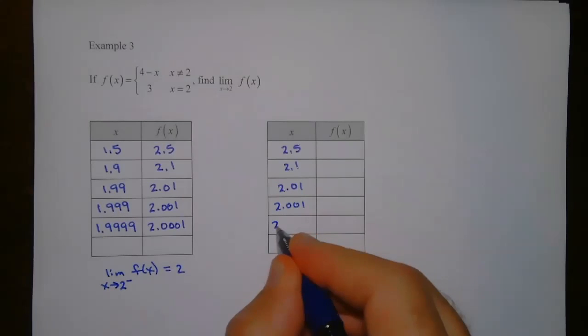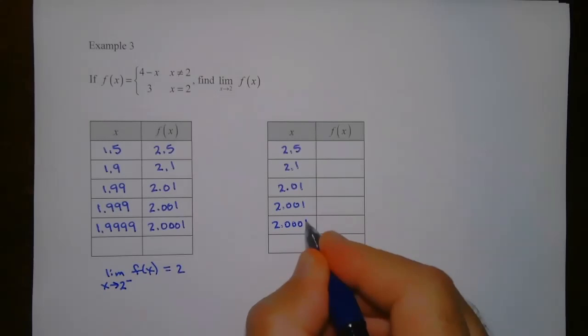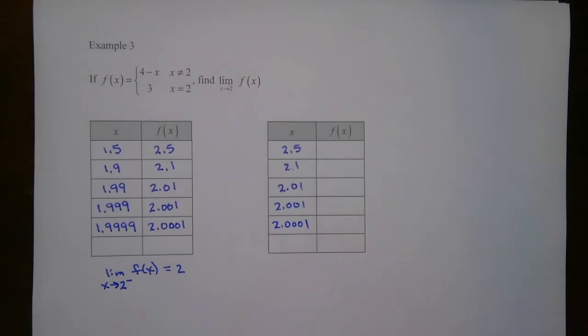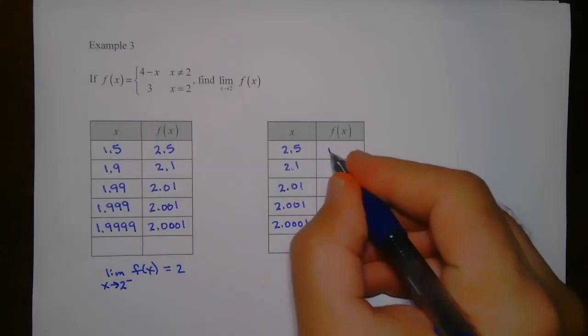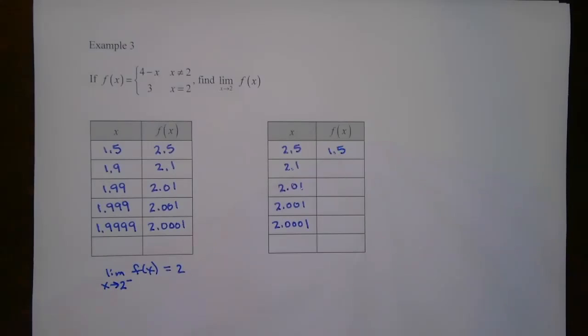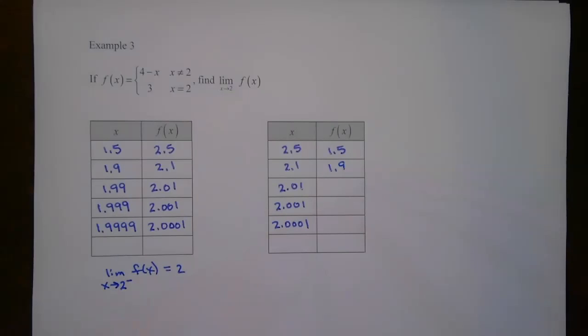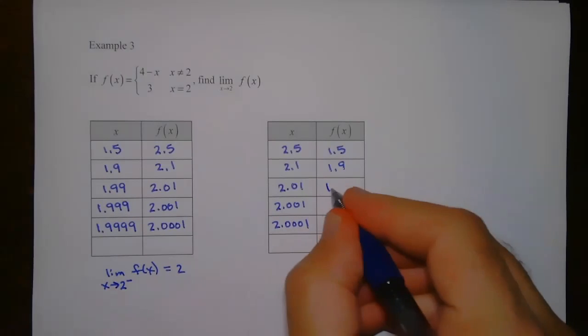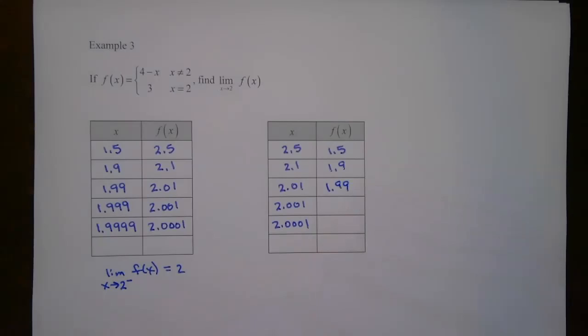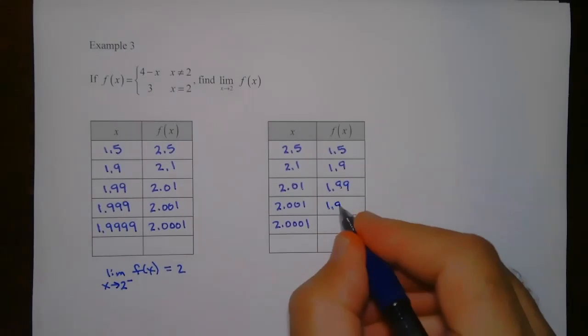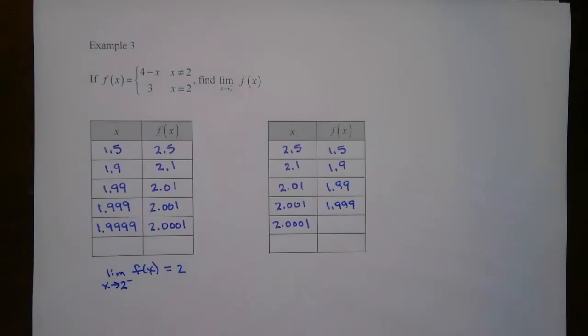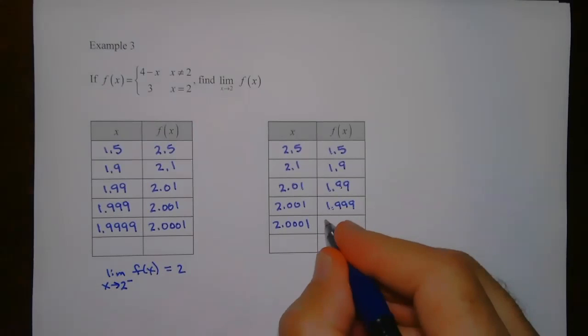2.001, and then finally 2.0001. Okay, so let me type these in. So 2.5 gives us 1.5. 2.1 results in 1.9. 2.01 results in 1.99. 2.001, 1.999. And then 2.0001 and 1.9999.